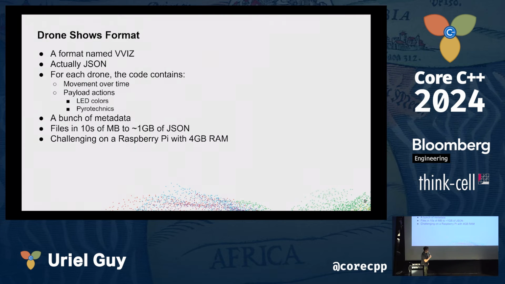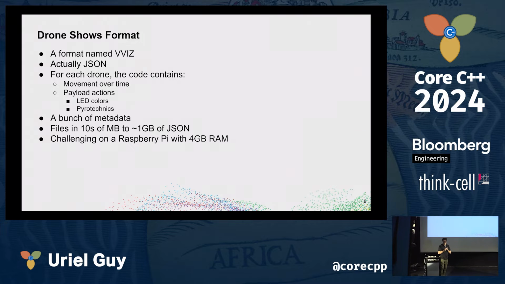There's a format for drone shows. It's called Vivis. Deep down, and not very deep, it's actually JSON. It has some metadata. It knows that it has drones because that makes sense. It knows how each one of them moves. It knows how the lights on it change. In some cases, it has some pyrotechnics on it, so it knows how to read that too, and a bunch of other gunk and things that you care more or less about.